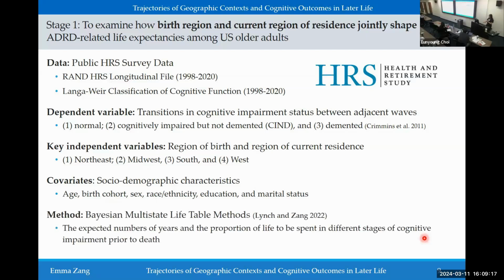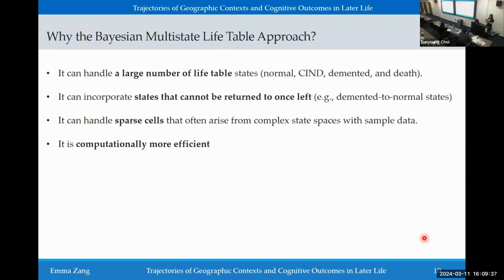We apply this basic multi-state life table method developed by my collaborator Scott Lynch and myself in 2022. And this method allows us to calculate the expected years and the proportion of life to be spent in different stages of cognitive impairment prior to death. A little bit more about this method because it's amazing and we want everybody to use it.